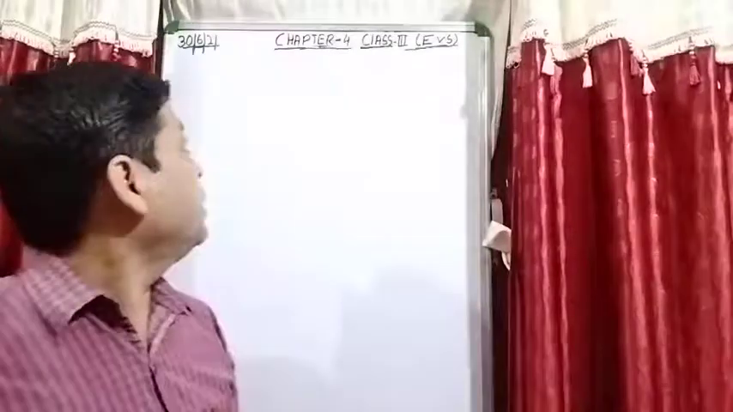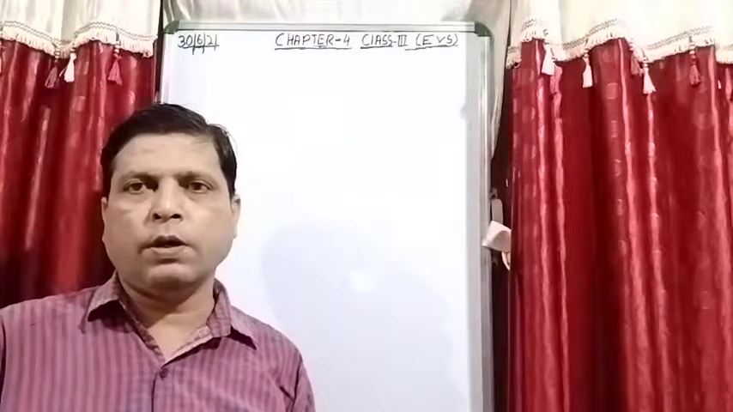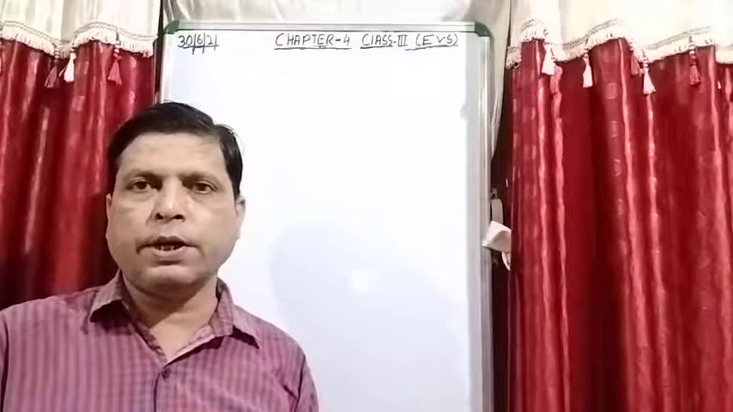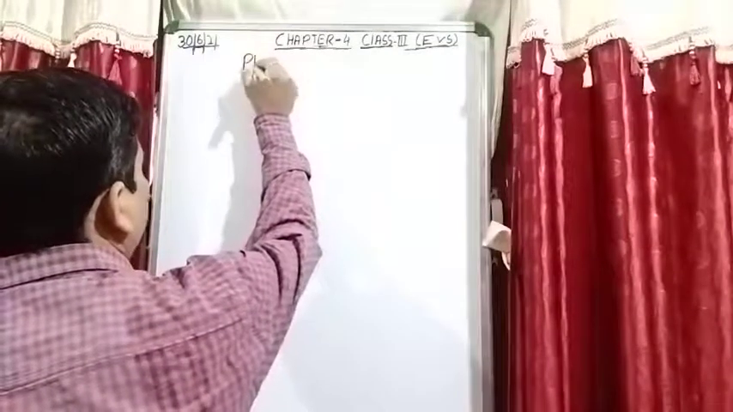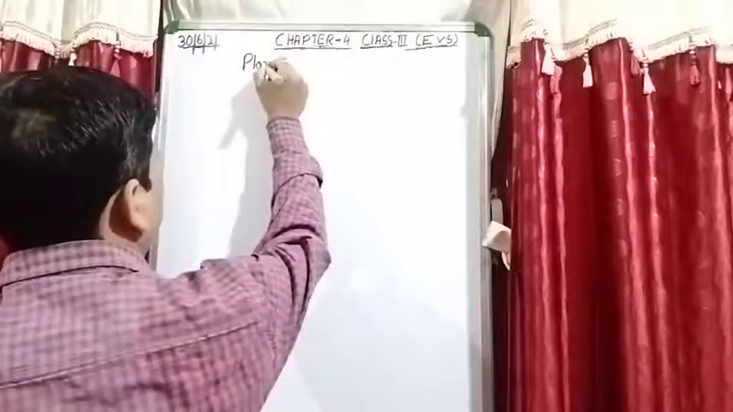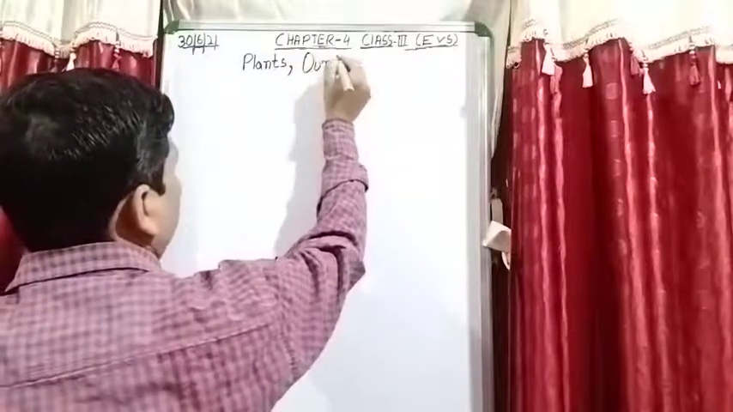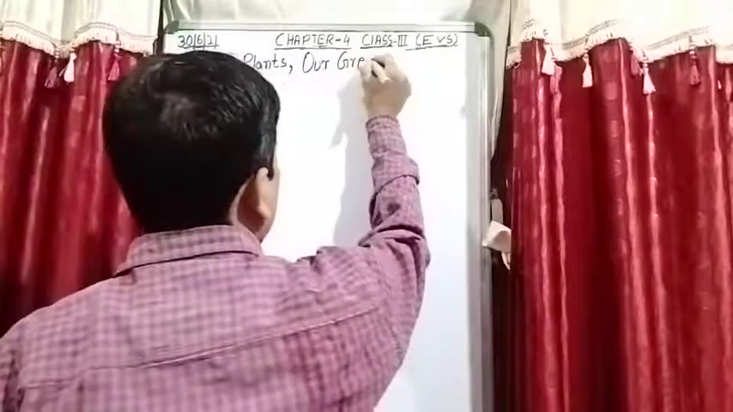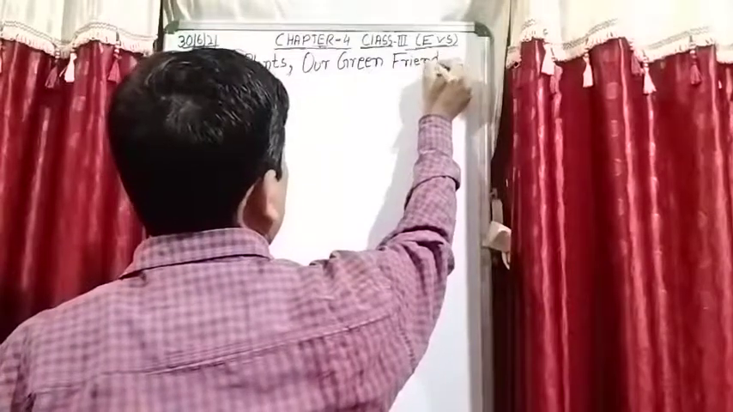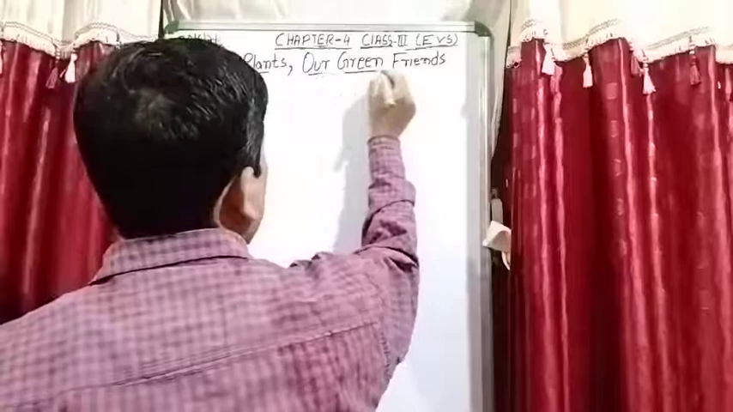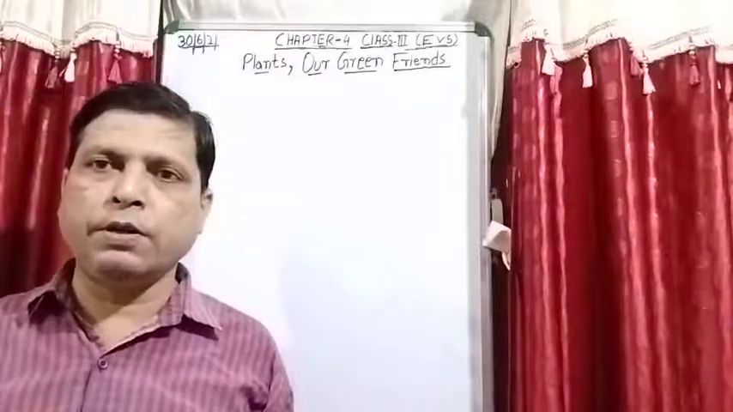Today's date is 30 June 2021 and I am teaching you chapter number 4, and the name of the chapter is Plants Our Green Friends.